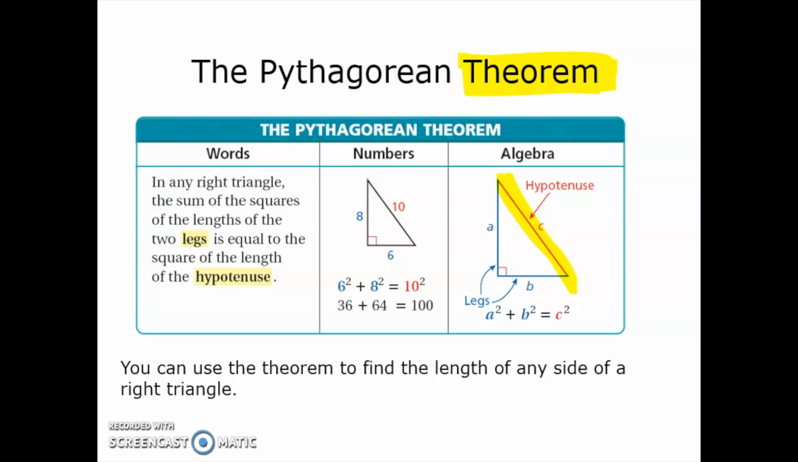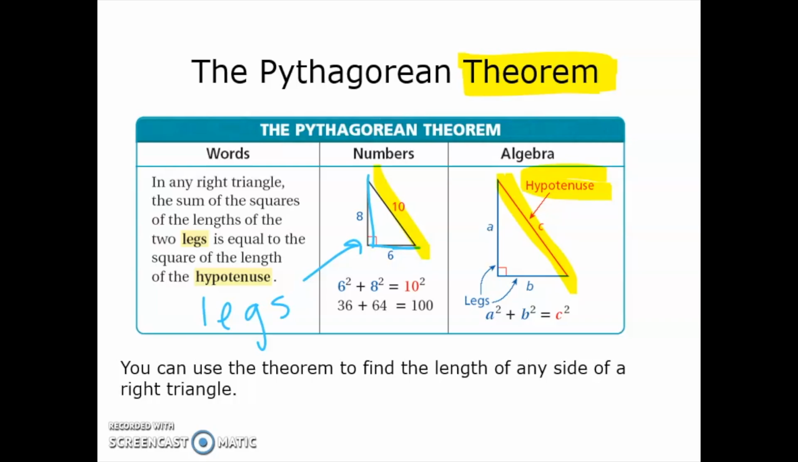Pythagoras was looking at triangles and noticing that there was always a relationship between the two sides of the triangles called legs. The legs are the two sides that make the right angle. Their lengths had a direct relationship to that diagonal side, and that diagonal side is called the hypotenuse.